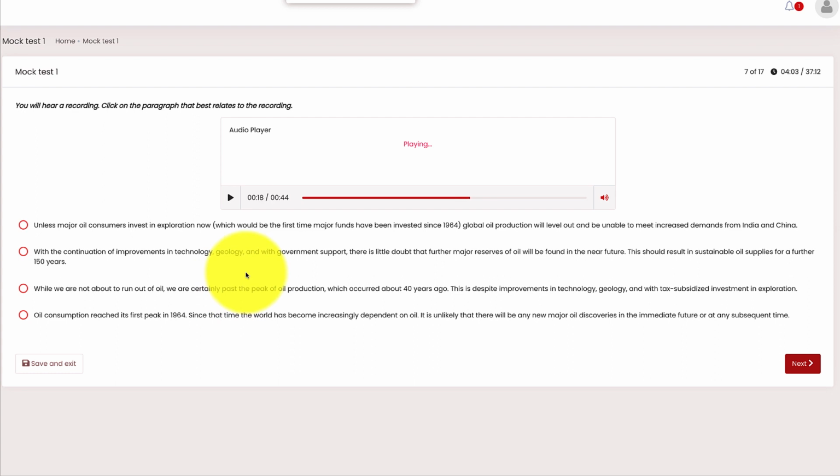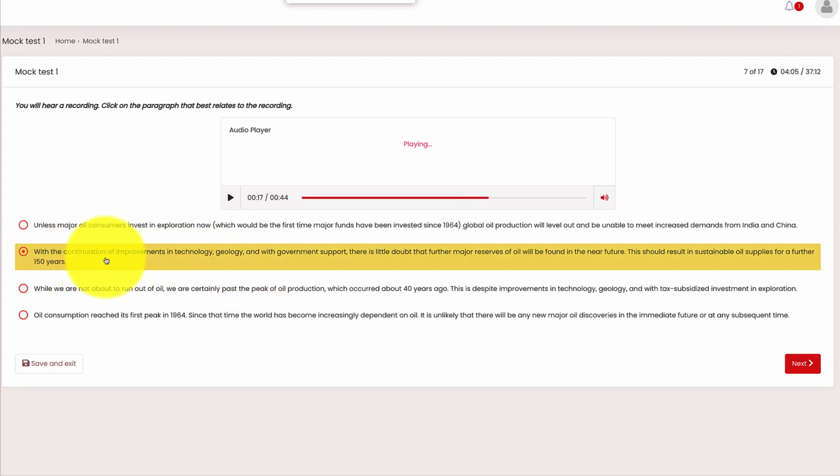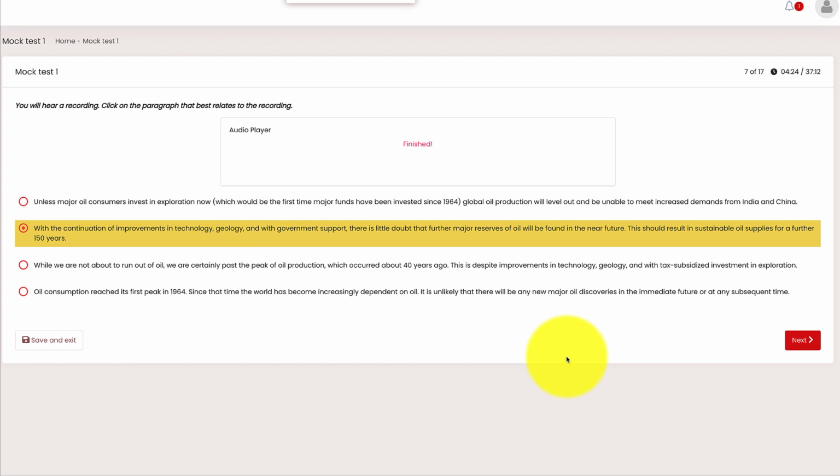So if after listening to the whole recording, if I feel like this is the one that best summarizes the recording, then I just have to click on this one and that's it. And then I can go to the next question. One thing in listening, before the recording is over in your actual exam, you'll not be able to go to the next question. Okay, you have to wait until the recording is over to move to the next question. Otherwise, you will not be able to click on this button. So this is highlight correct summary, which means listen to the recording and pick the best summary of the recording.